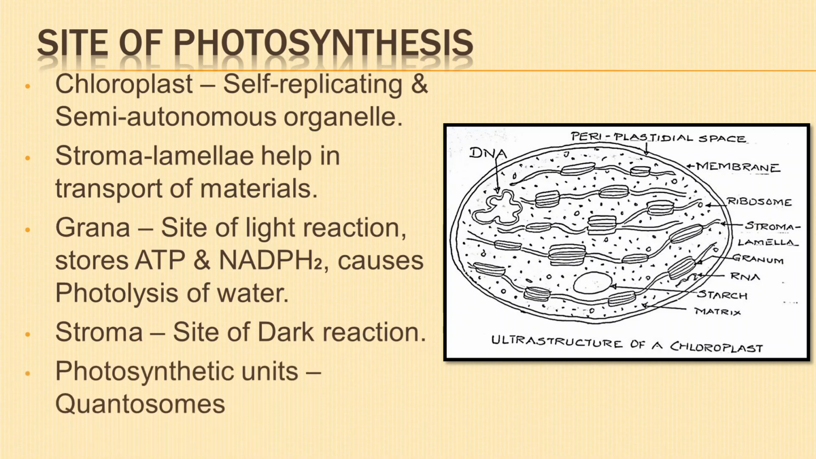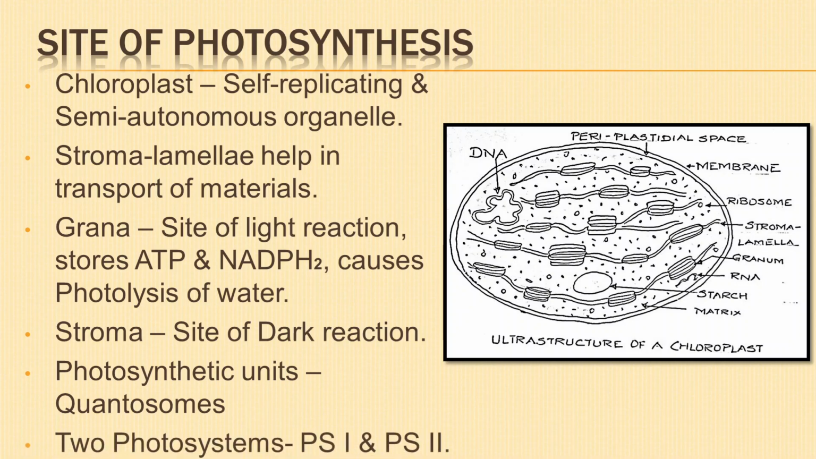Present along the inner surface of grana lamellae are the photosynthetic units or quantosomes. Each quantosome contains a number of chlorophyll molecules. It forms two photosystems, photosystem 1 and photosystem 2.